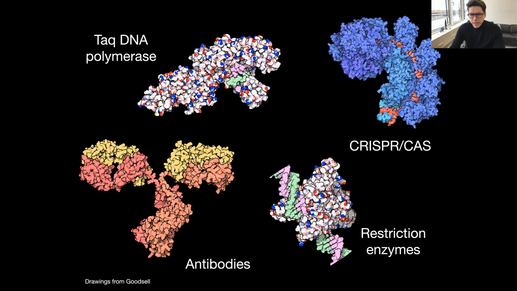So this is a schematic drawing of an antibody, an IgG antibody. Strictly speaking, this is not a machine. It's more like a molecular device. Its function is to recognize another molecule with high affinity and high specificity.